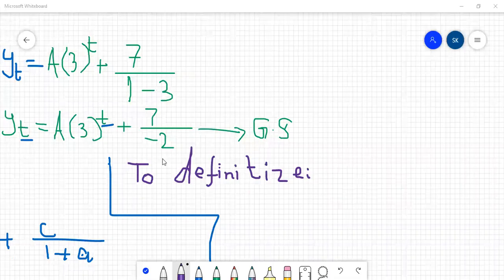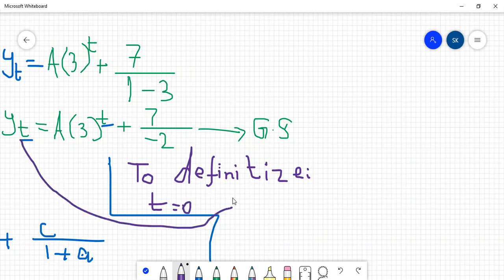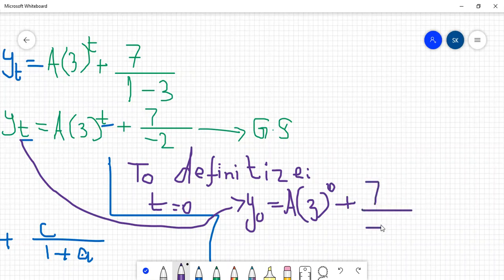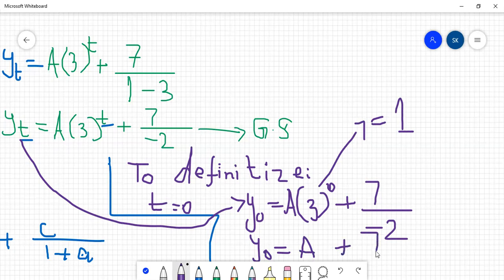Now to definitize this general solution, we will take t is equal to 0. By taking t equal to 0, we get y of 0 is equal to A times 3 raised to power 0 plus 7 divided by minus 2, because 1 minus 3 is minus 2, of course. So y of 0 is equal to, this 3 to the power 0 becomes 1, because the power of 3 is 0. Therefore we get A plus 7 divided by minus 2.